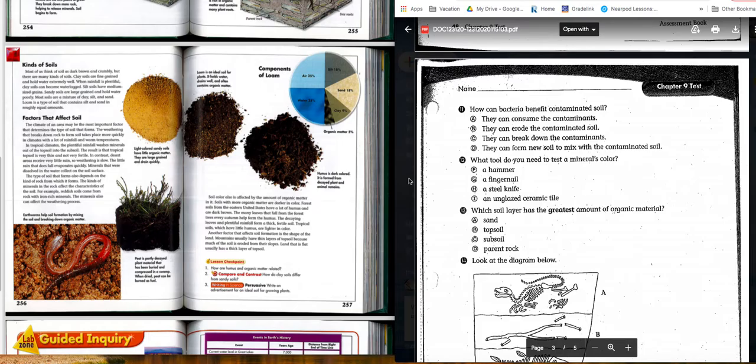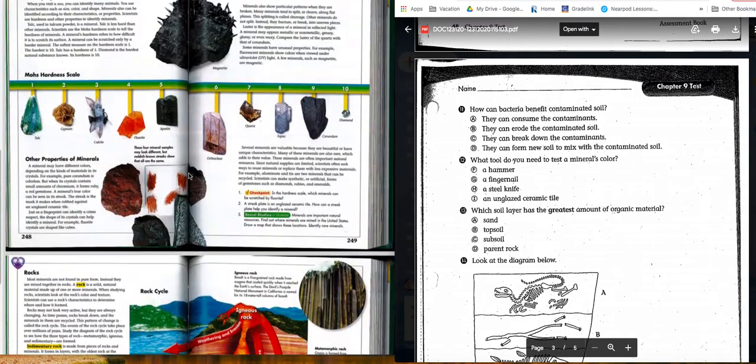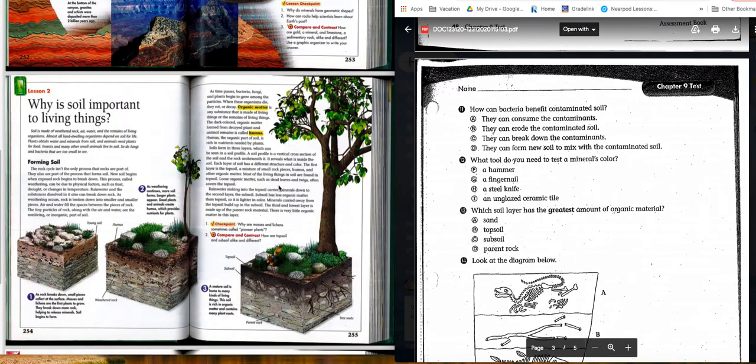What tool do we need to test the mineral's color? That's back up in identifying these things, guys. That's down here. It's this device. I told you when we read it, you got to make sure you remember what they need there. Which soil has the greatest amount of organic material? That would be down here where we talk about it in our soil profile.